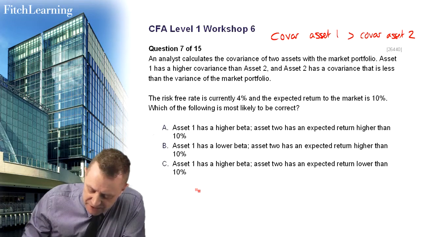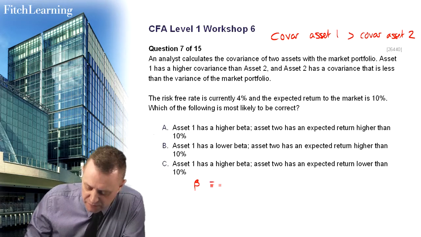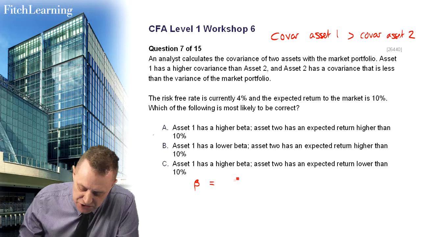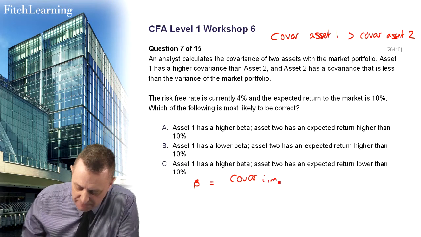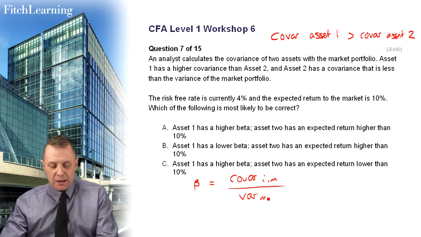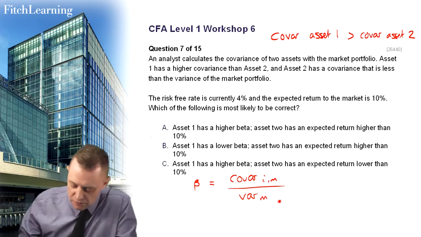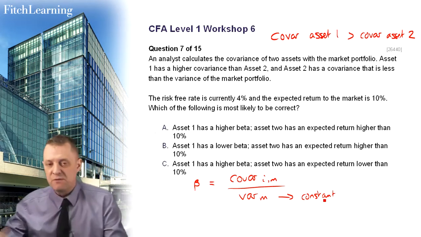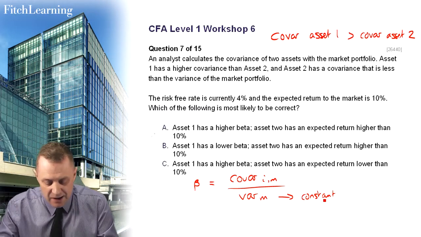So let's think what beta is. Now, there are a number of different formulas for beta, but the one I'm interested in here is that beta measures the covariance of the investment with the market, and it compares that with the variance of the market. Now, you've got no control over that. So let's think about that as being a constant. Okay. So let's assume the variance of the market is a constant.